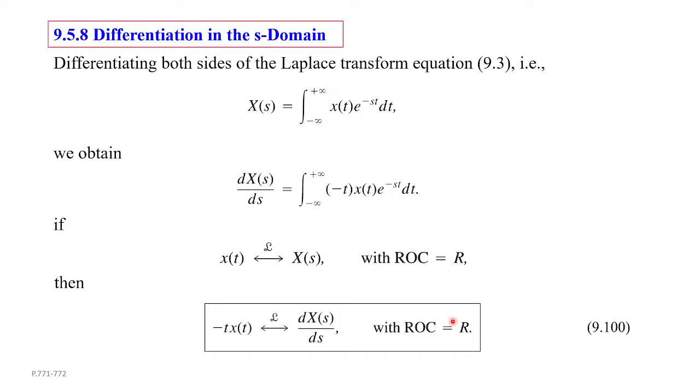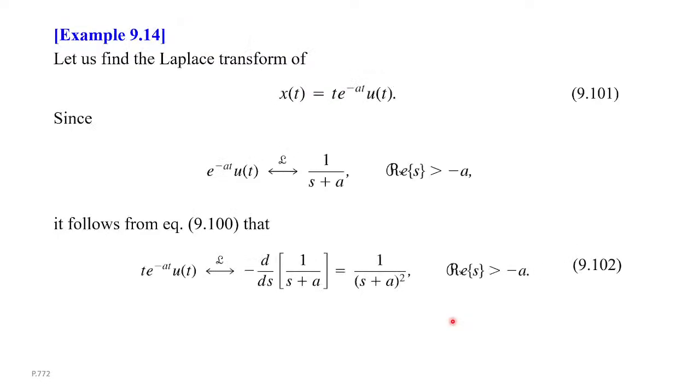Question about the differentiation property in the s domain? No? Okay, then let's see an example. This is something we keep doing. So we know the Laplace transform of this exponential decay, and now we have an extra t in front.